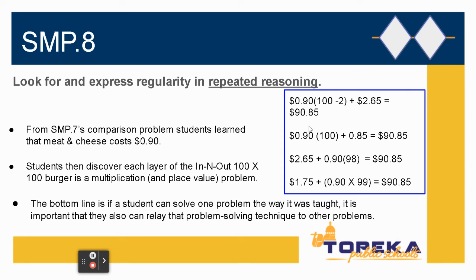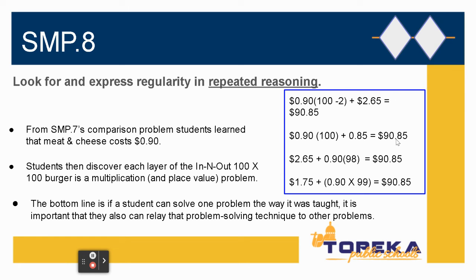So 85 cents, as you see right here, is the cost you pay one time for that lettuce, tomato, pickle, onion, and the bun. So that's the 85 cents. So a meat and cheese patty is 90 cents. We can take that times 100. And then add in the bun, lettuce, tomato, pickles, onion.